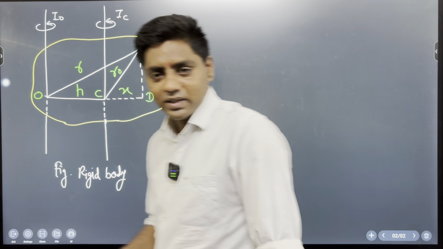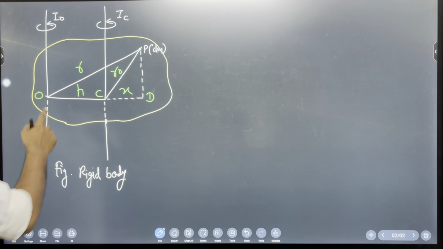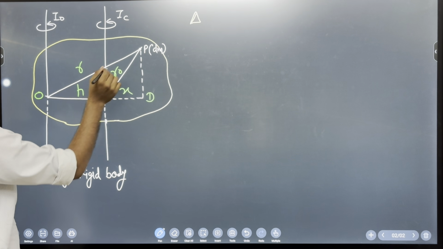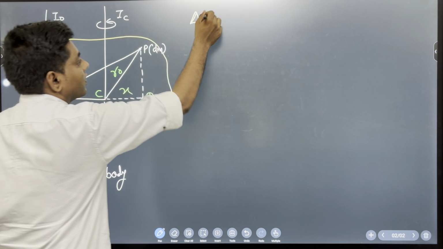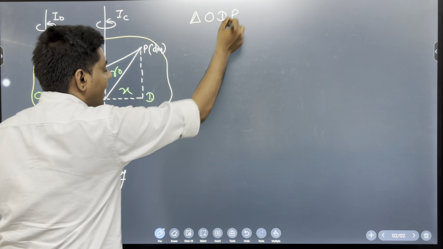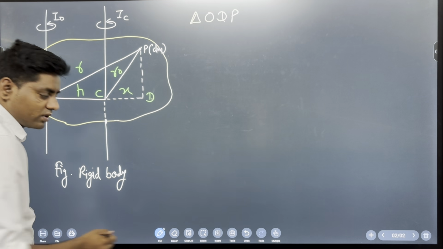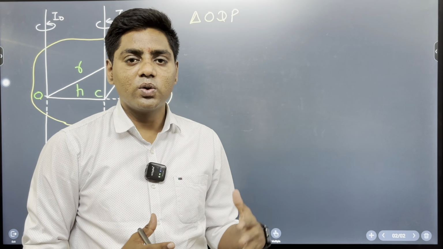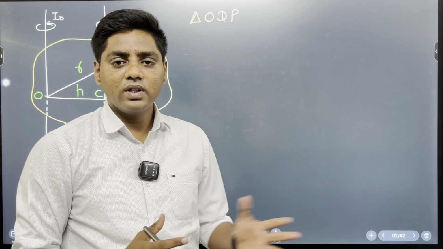So we already completed the diagram. So look at the figure, and from triangle ODP, apply the Pythagoras theorem. So what is the statement of Pythagoras theorem? As we know, hypotenuse square is equal to the summation of the squares of the remaining two sides.